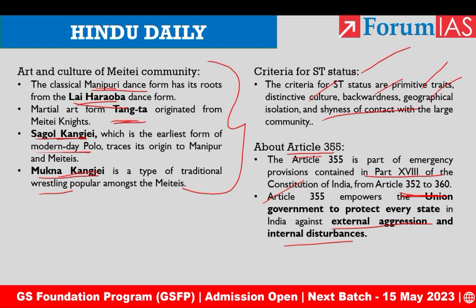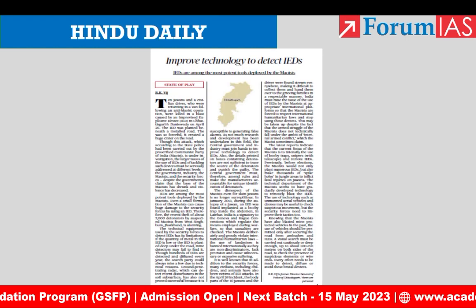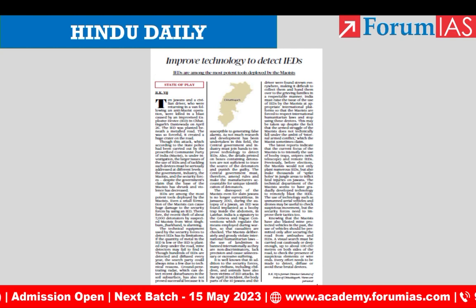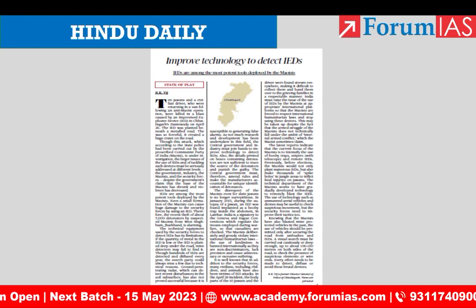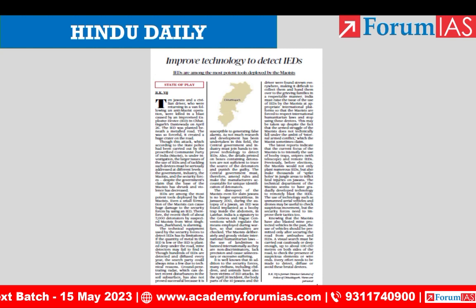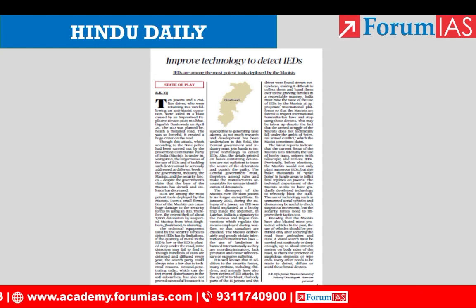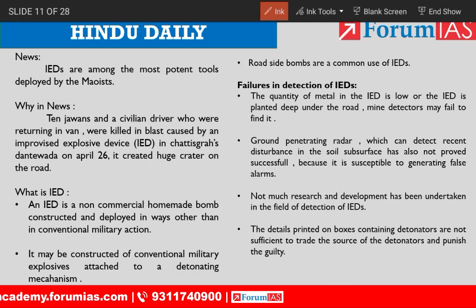Now let us move on to the next article. This article is about IEDs and how Maoists are using them to kill Indian army personnel. So what is an IED? It is an improvised explosive device. So let us see this article.